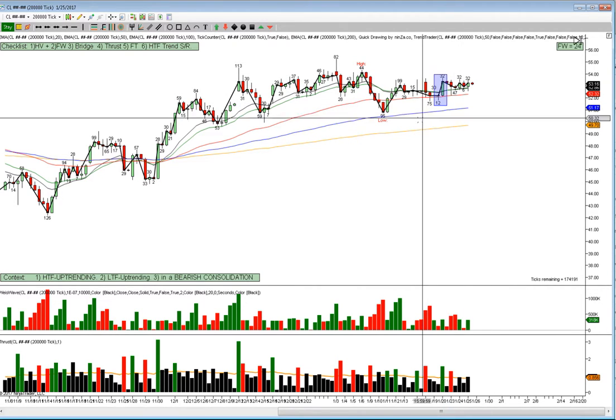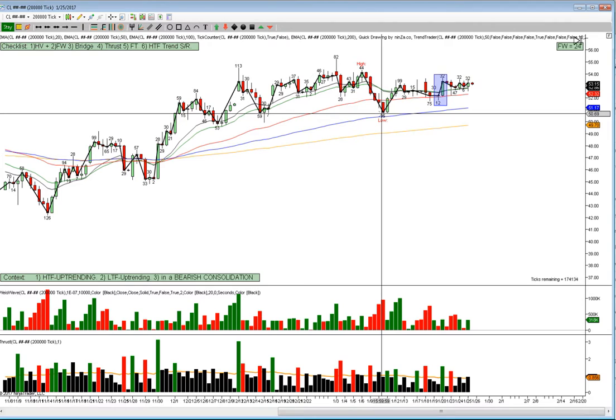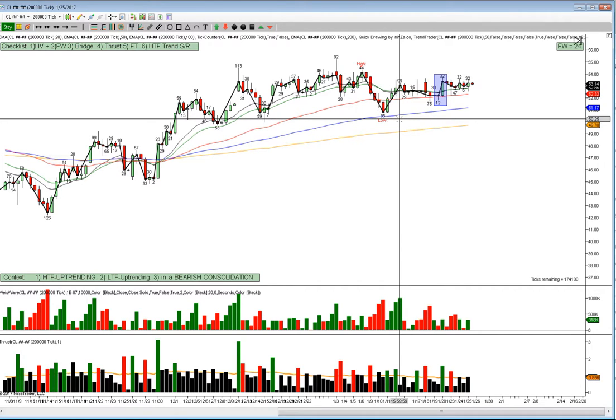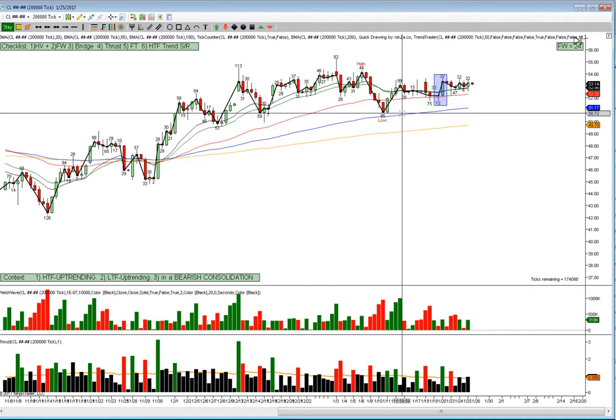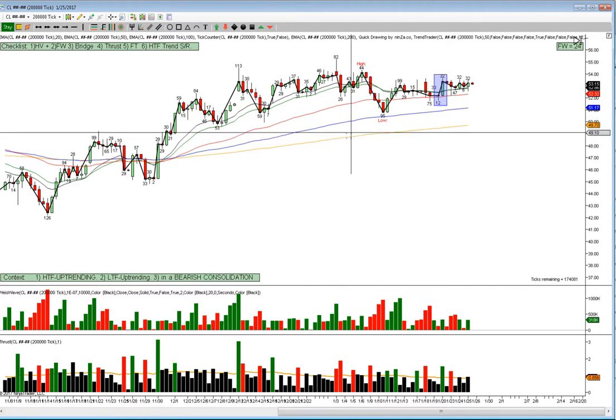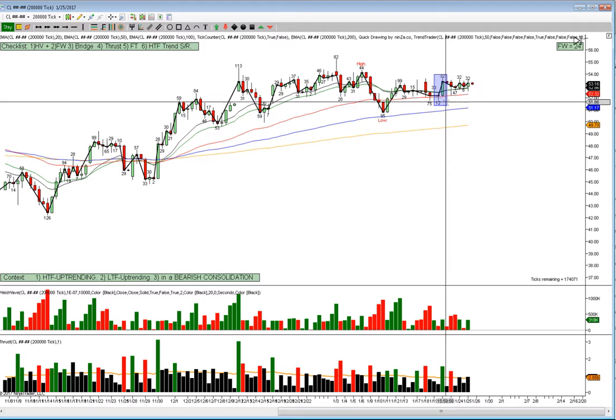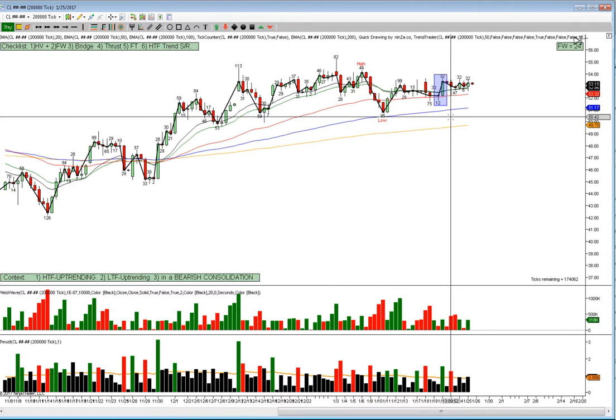So it's really too early to tell if the sellers are in control. In my opinion, it's really a 50-50. You don't buy or sell. You wait this out because there's no evidence, there's no confirmation.